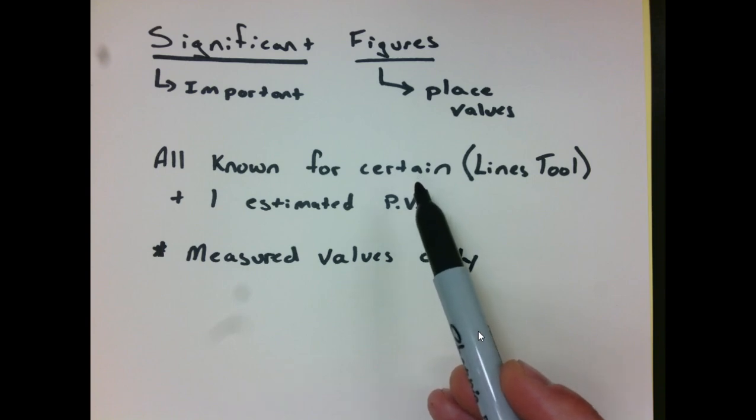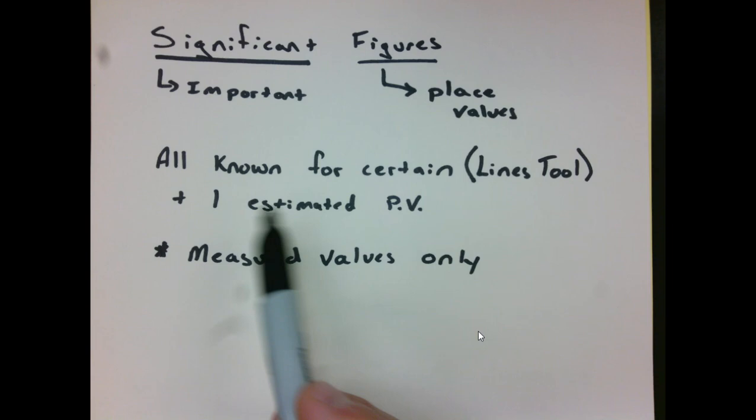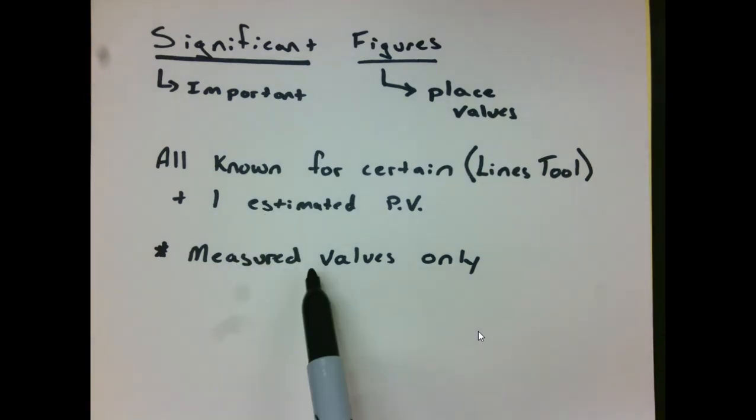So on like a graduated cylinder or on a ruler, there's lines. Those lines are the ones we know for sure because there's a line that means that place value. And then we're going to take one estimated place value past the lines on the tool because we can guess how far past a line or are we directly on a line for the length of an item or for the volume of a liquid. And again, this is only for measured values.